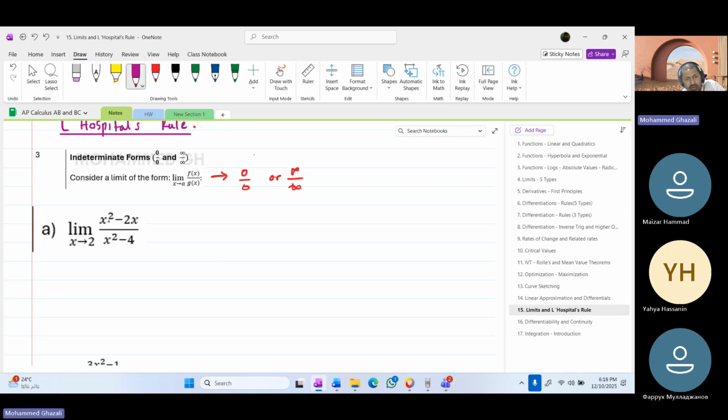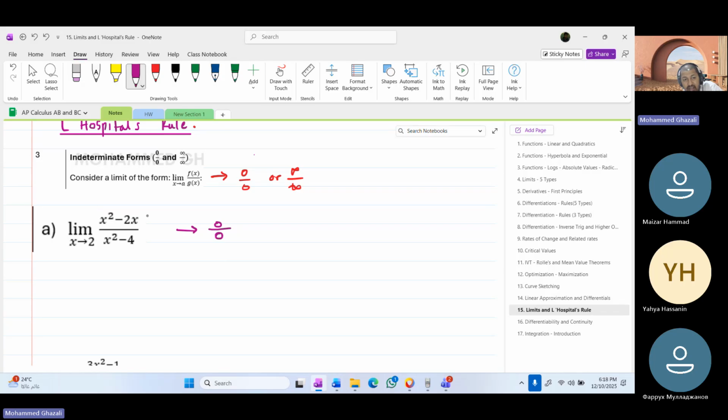Limit as x approaches 2 of x squared minus 2x over x squared minus 4. If I directly substitute, I'm getting 4 minus 4 over 4 minus 4. So what am I getting? I'm getting 0 over 0. Because I got 0 over 0, I must use different techniques. But now, remember, this is a very simple limit which we have solved.